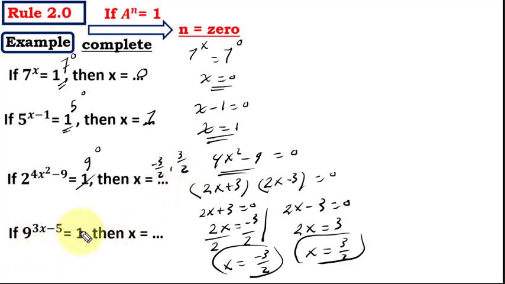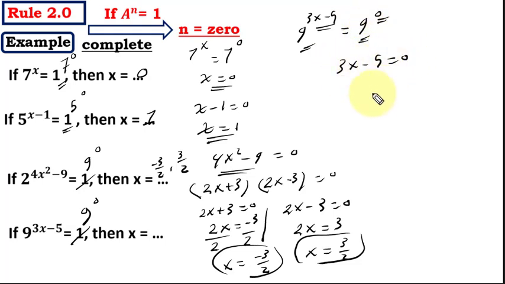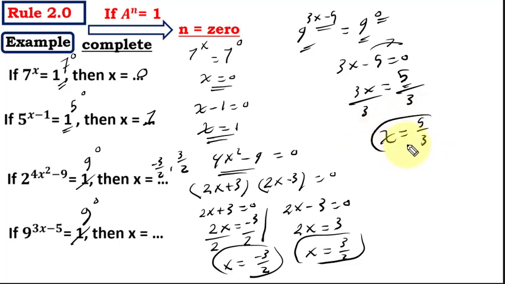The last one, we can cancel 9 and 1 and write 9 raised to the power 0. We have here 9 raised to the power 3x minus 5 equals 9 raised to the power 0. We have here the same base, then just equate the two powers. We have here 3x minus 5 equals 0. We will move 5 to the other side to be added. We have here 5, and dividing both sides by the coefficient of x, we will get that x equals 5 over 3. This is the value of x.